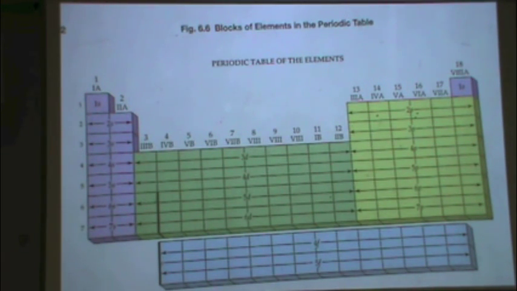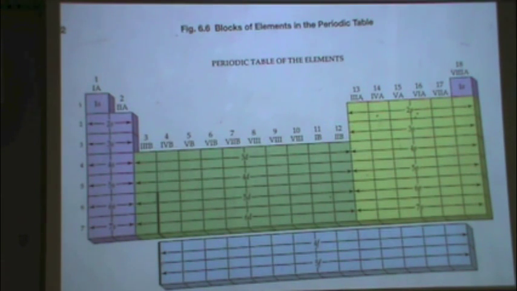The d orbitals are the transition metals. That's where electrons go into d orbitals. And then the lanthanides and actinides down at the bottom. That's where electrons go into f orbitals. Okay? So, the first two columns represent s orbitals, and here's why.